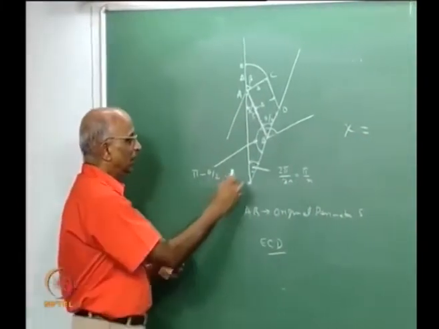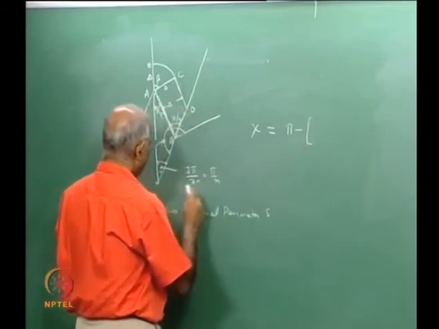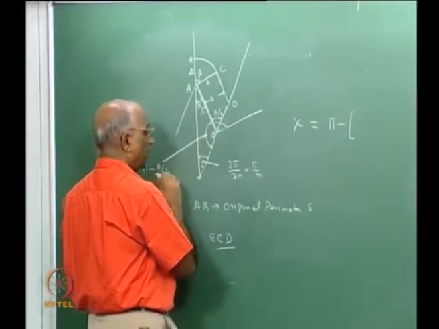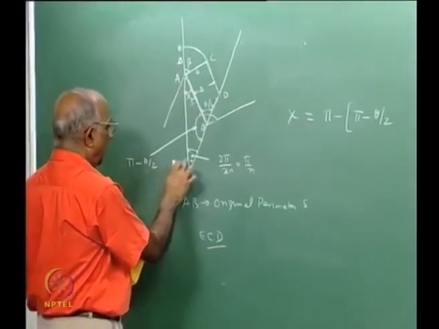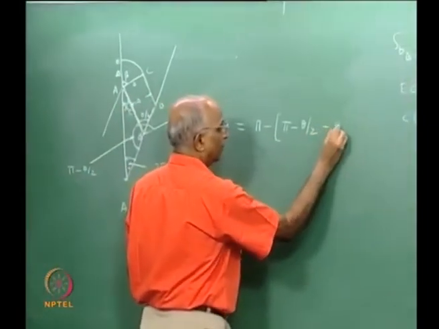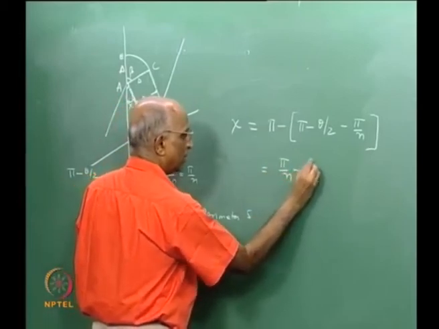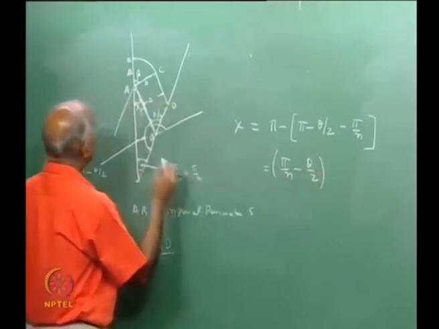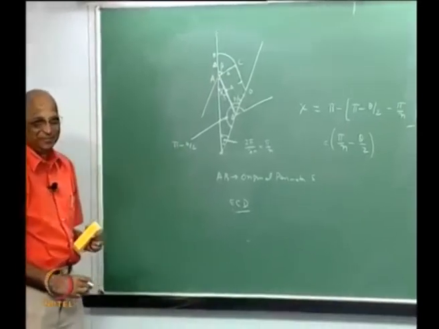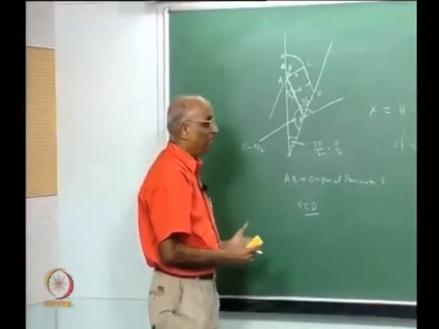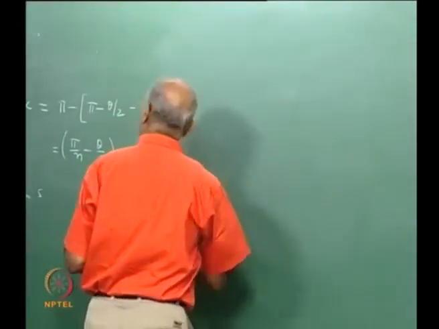Calculate this angle: the sum of the angles of a triangle is equal to 180 degrees, pi minus the value over here, which is pi minus theta by 2, and I have a value of minus pi by n, or rather chi is equal to pi by n minus theta by 2. Therefore, what is the value of beta now? See, it is a simple geometric problem, and we must be able to do this because any evolution is done like this. Therefore, now what is the value of beta?